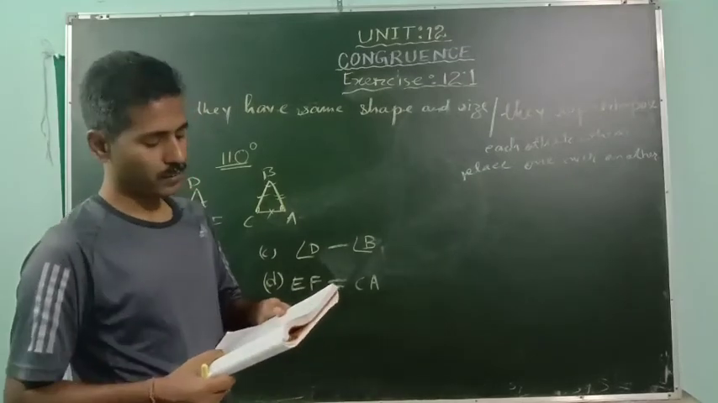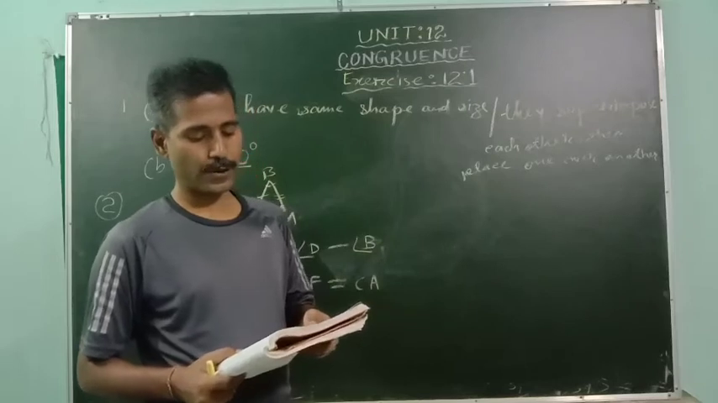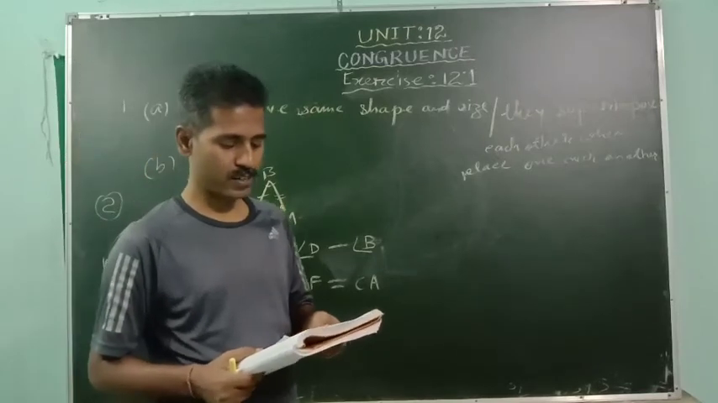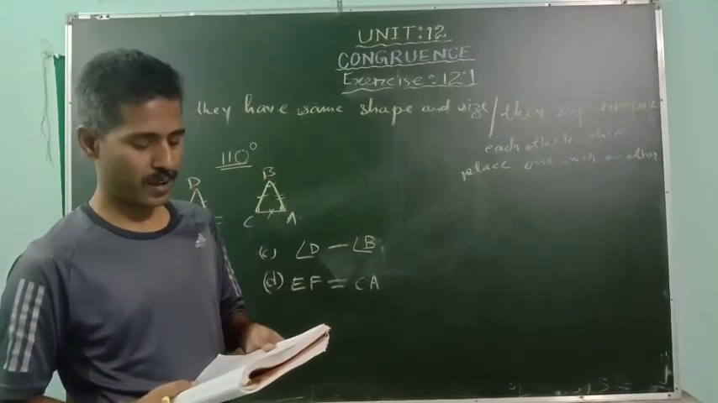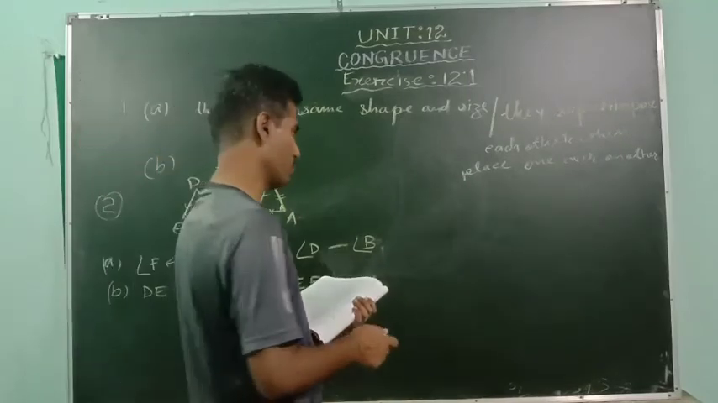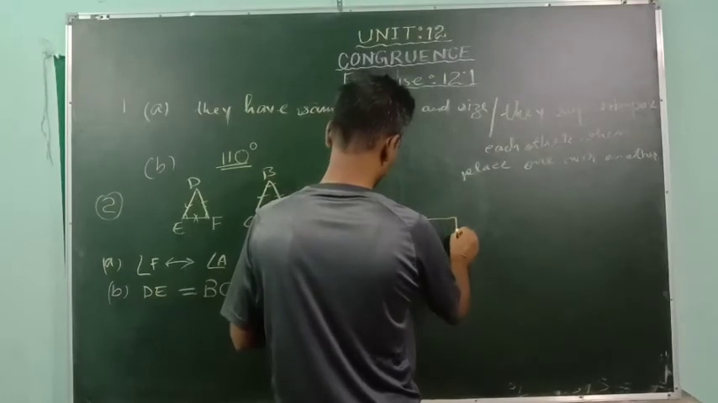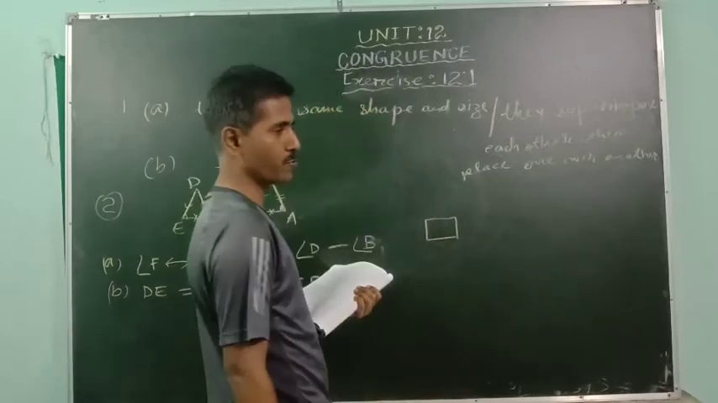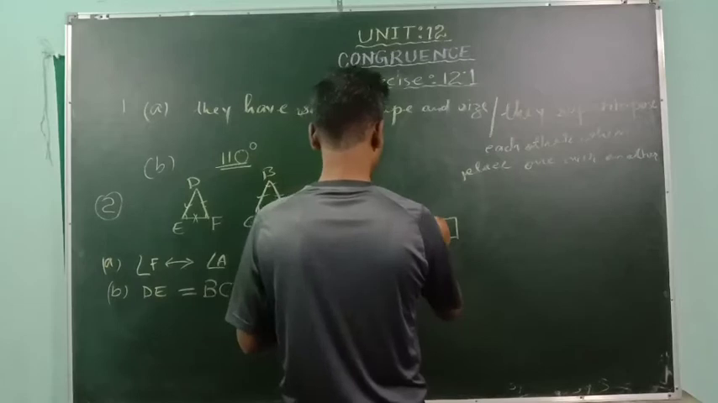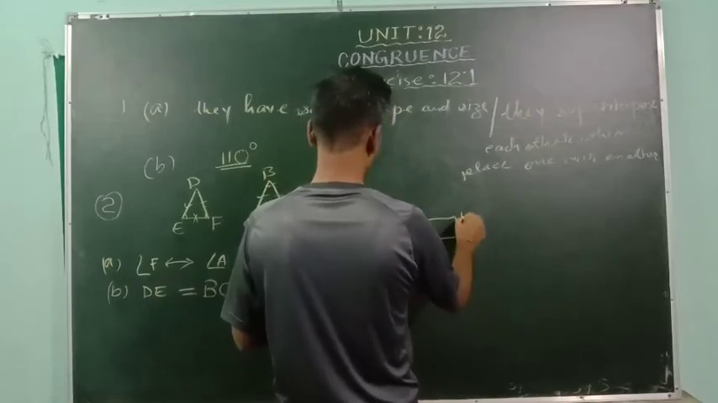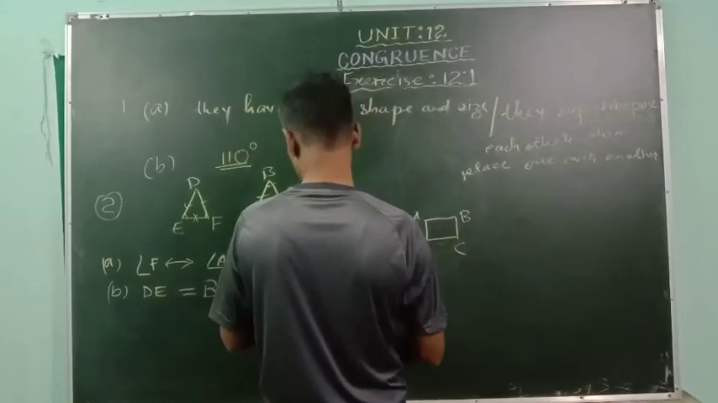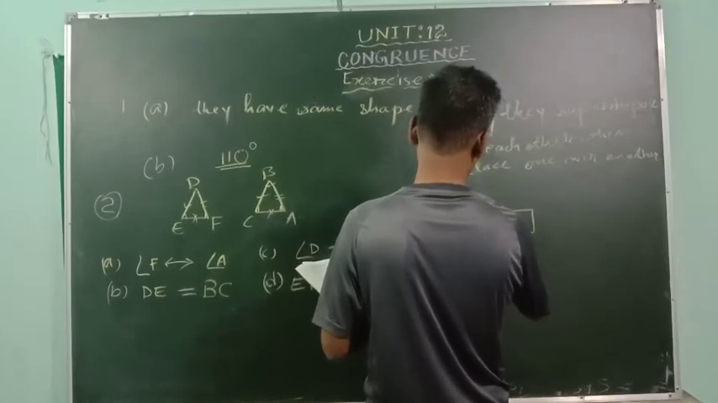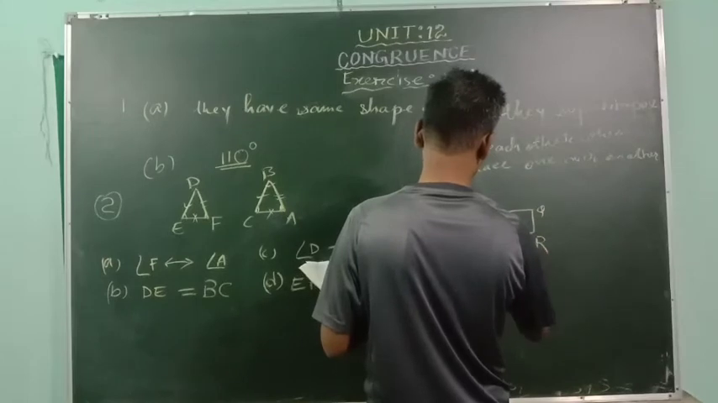Question number three. Two quadrilaterals ABCD and PQRS are congruent. Write the congruent pairs of quadrilateral PQRS corresponding to the following pairs of quadrilateral ABCD. Two quadrilaterals: a triangle is not one, but a rectangle, a square and a rhombus are quadrilaterals. Quadrilateral means four-sided figure. So two quadrilaterals are given, first one ABCD, another one PQRS.